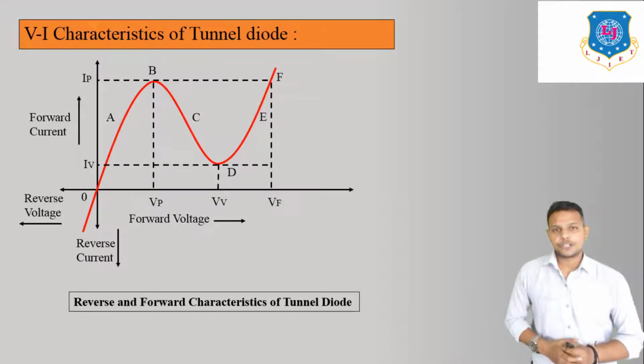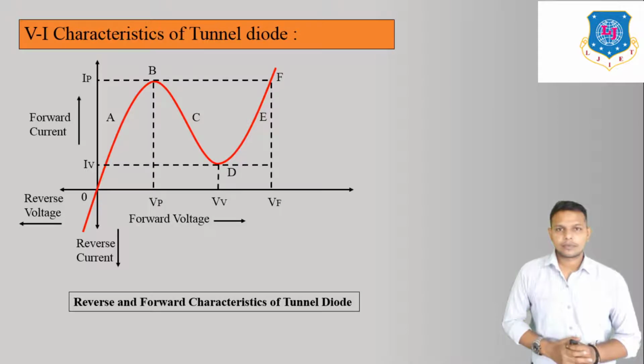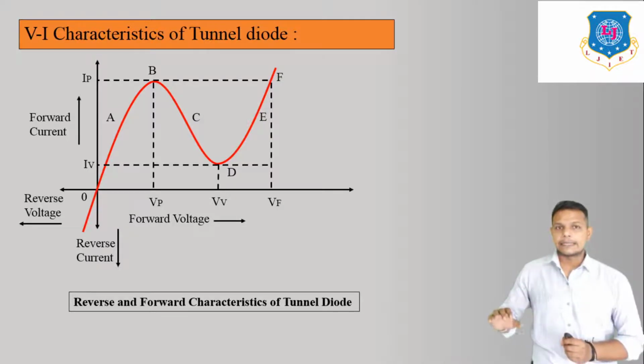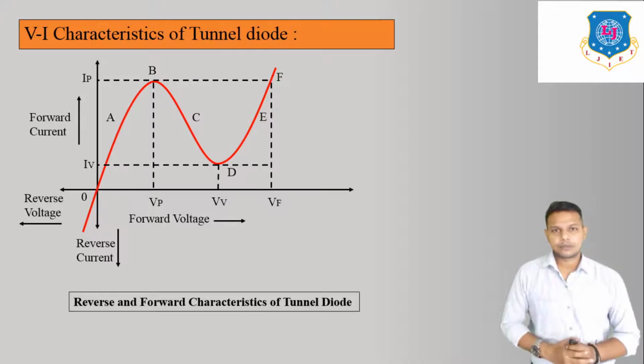Now for the A region, if you increase the voltage, you can see the current gradually increases. Then it becomes the peak IP, which is the point known as B. After that, if you increase the voltage more, you can see clearly that in the C region your current is going to decrease.